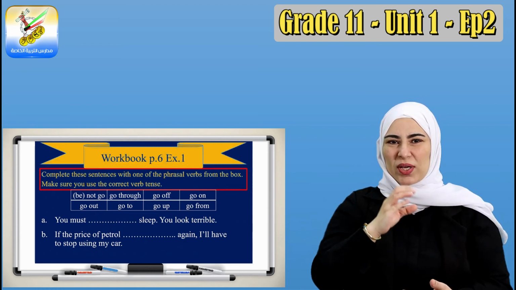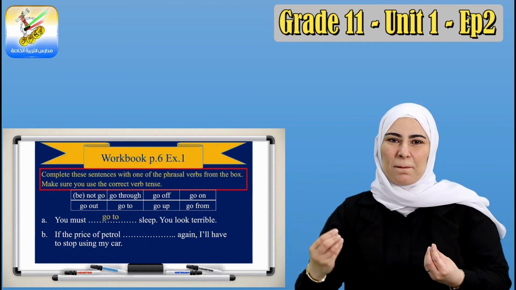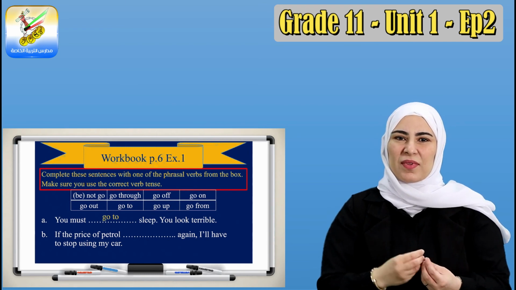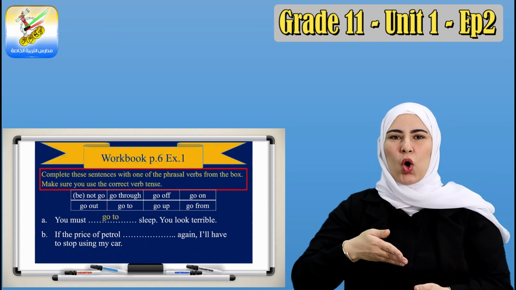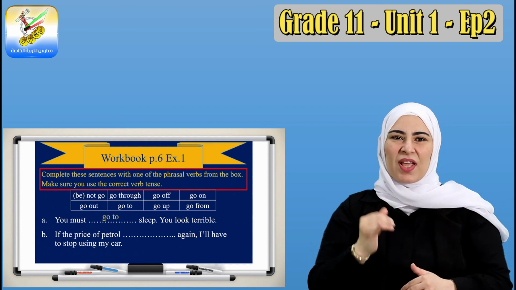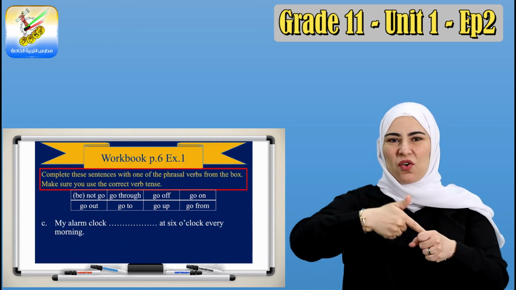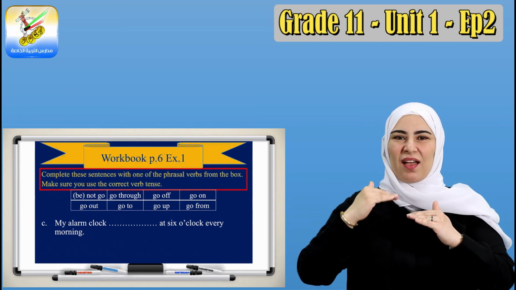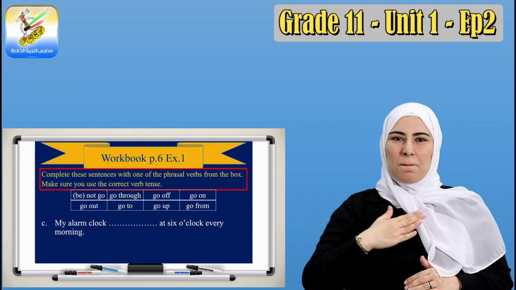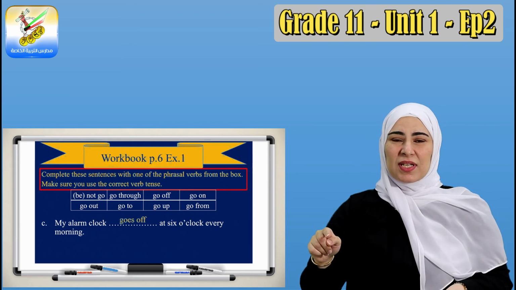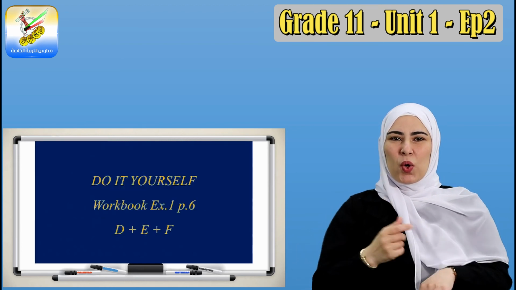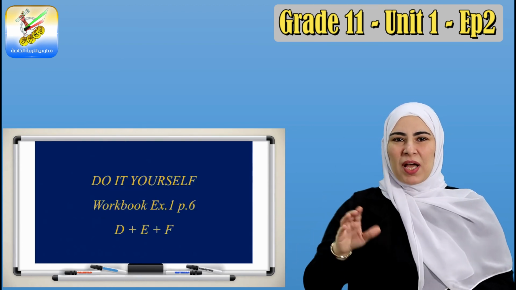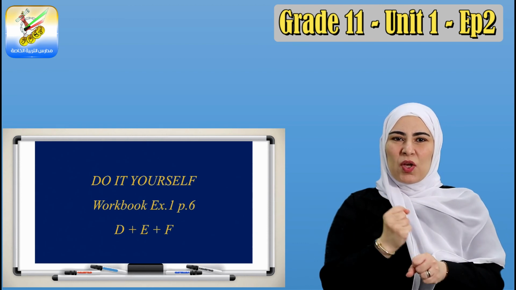The correct answer is go to. If the price of petrol blank again, I will have to stop using my car. The correct answer is goes up. C. My alarm clock blank at 6 o'clock every morning. The answer is goes off. Do it yourself, workbook exercise number 1, page 6, D, E, and F.